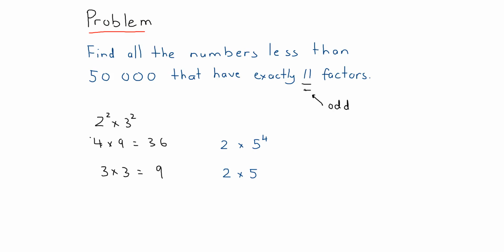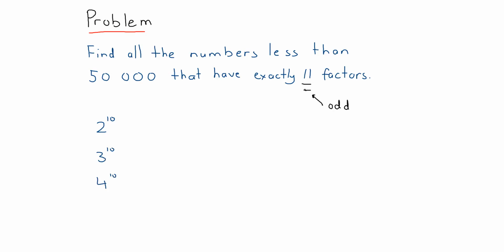But 11's a prime number, so I can't actually times 2 numbers together to get 11 except for 1 and 11. So in fact my only options are things like 2 to the 10, because that'll have 11 factors, 3 to the 10, 4 to the 10, and so on, because if I have two different prime factors, I'll then have two powers to times together, but I can't times together two powers and get 11 because 11's a prime number. So now I just work out what each of these is, and I get my calculator.